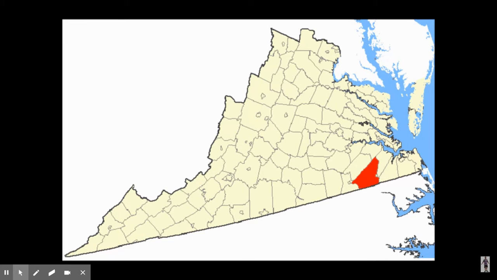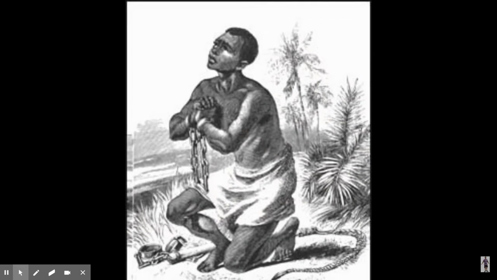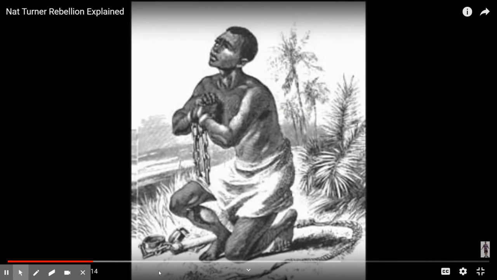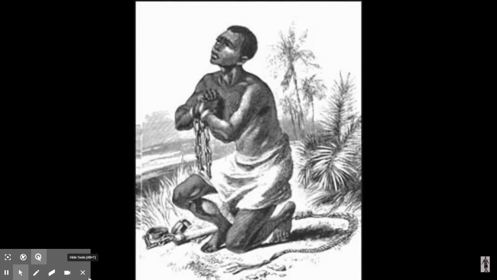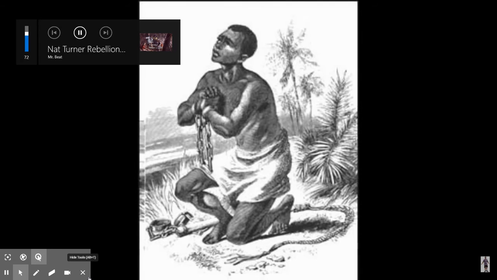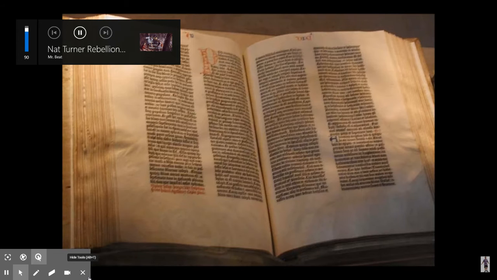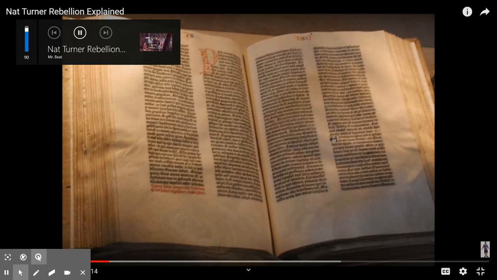Here's the story of Nat Turner's rebellion. Once upon a time, there was a slave named Nat Turner. He stood about 5'7", weighed about 155 pounds, and was very smart. He lived on a plantation in Southampton County, Virginia. He often had visions, which he interpreted as messages from God. Because of this, he believed he was destined for some great mission. At an early age, he taught himself how to read and write.